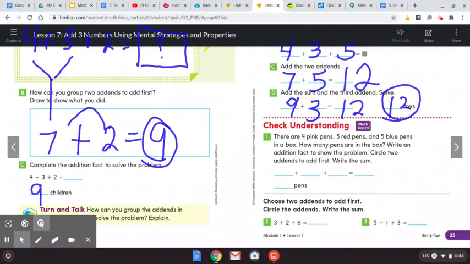Okay, rereading the problem for checking your understanding, because if you do need to stop, you can always pause the video and then start it again if you need more time. There are 4 pink pens, 5 red pens, and 5 blue pens in a box. How many pens are in the box? Write an addition fact to show the problem. All right, here again. We already know we're adding. They gave us a clue on the work page.